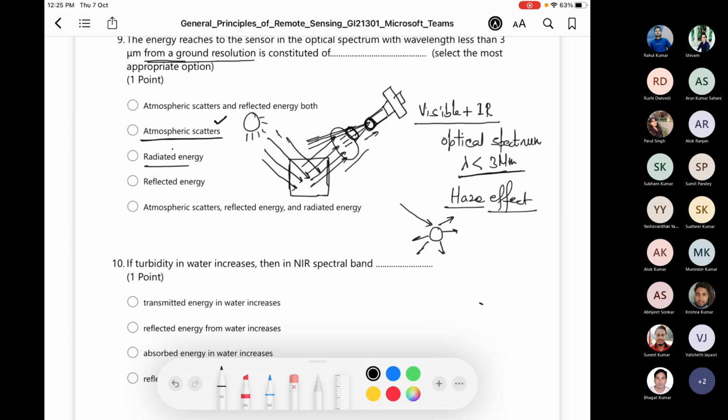We don't have a radiated energy because we are considering the wavelength less than 3 micrometer. If you analyze, the Earth starts radiating energy after 3 micrometer. Fine. So this radiated is not correct. Reflected energy, yes. We have the reflected component, because less than 3 micrometer, the upwelling radiance, or after the interaction, the reflected energy is there. So this will also reach the sensor. Okay, so in the last option, we don't have a radiated energy. So the first option is correct.